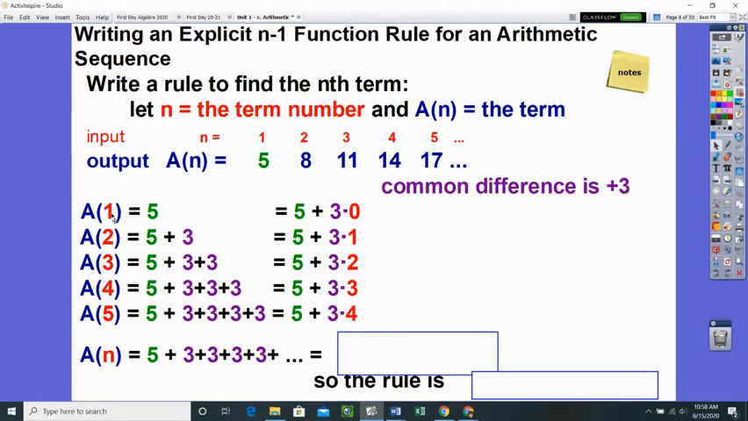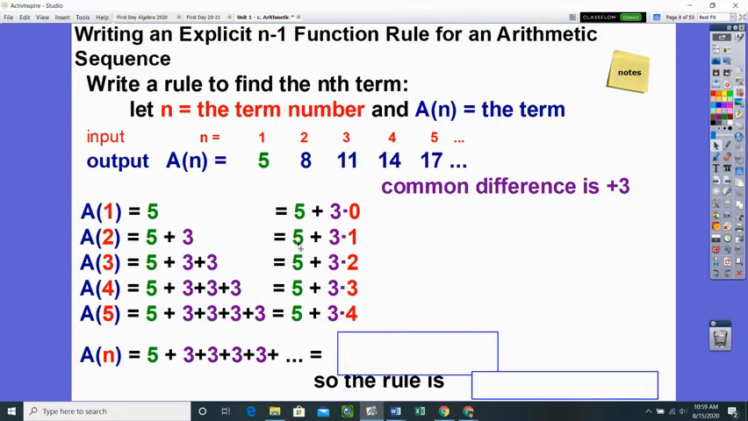So the first term, a of 1, is 5. The second term, a of 2, you take that 5 and add 3. Are you with me? Which would give you the 8. The third term, you take the 8, the 5 plus 3, and you're adding another 3. 8 plus 3 will give you 11. Now, the fourth term, you still have the 5, the 3, and the 3, and you're adding another 3. And I'm holding this out so you can kind of see the pattern.